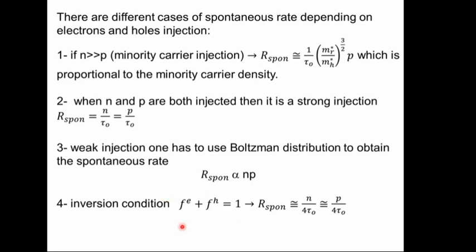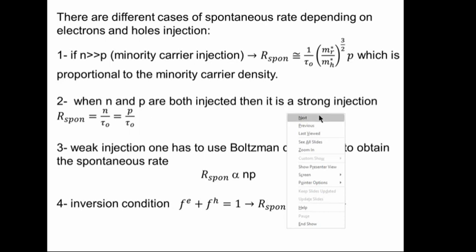So in that case, we said inversion condition, and that's why the spontaneous rate is divided by 4, is equal, and they are about the same, N over 4 tau and P over 4 tau, while when they were both injected, I was injecting the silicon material with N and P. In that case, I had it equal, the spontaneous rate was about the same, just concentration per unit time. Did it clear it?